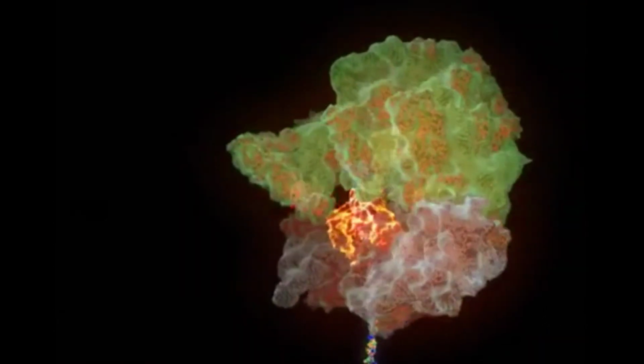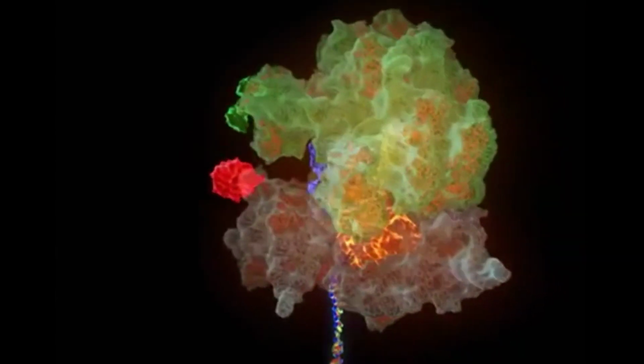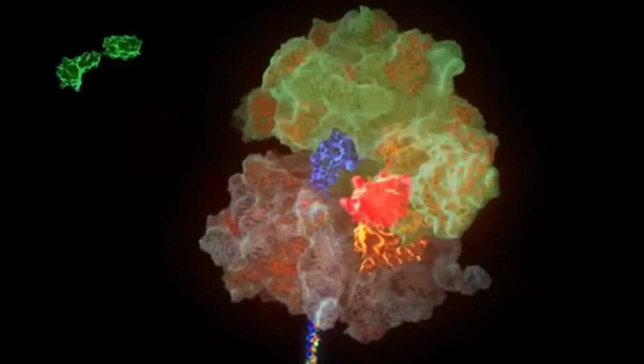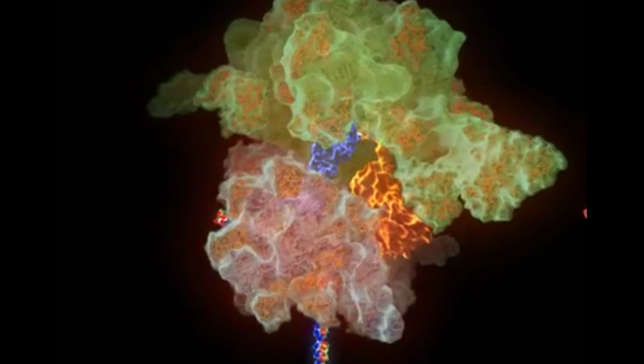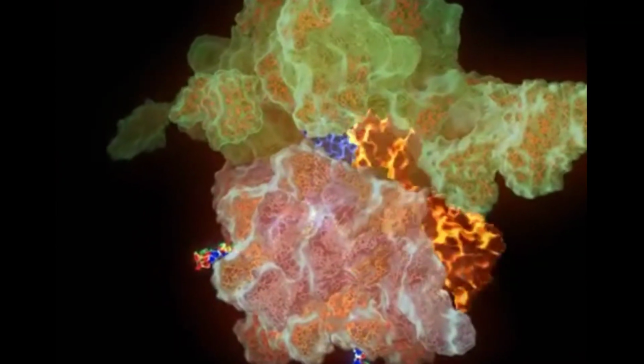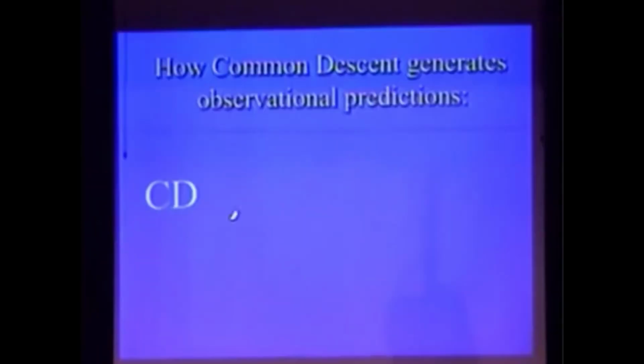But let's focus just on that release factor. It's essential. If you don't have a release factor, that protein that I showed you that was coming out of the channel, it'll stay attached to the ribosome. It won't fold and it won't function. So release factor is an essential component. All right, let's generate our prediction. All living things share a common ancestor.